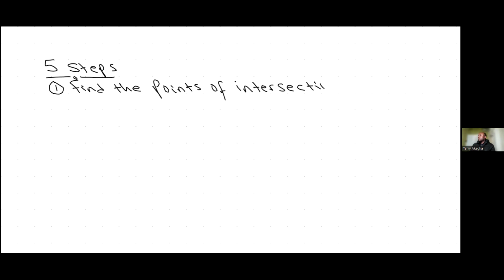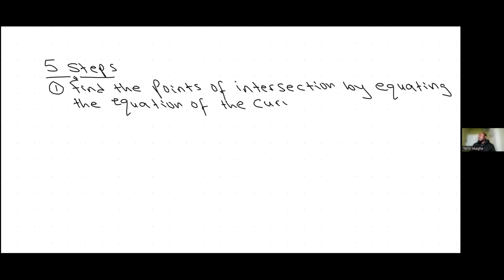by equating the equation of the curve and the line. Okay, so basically the reason why you're doing this is to solve for x, to solve for the value of x.